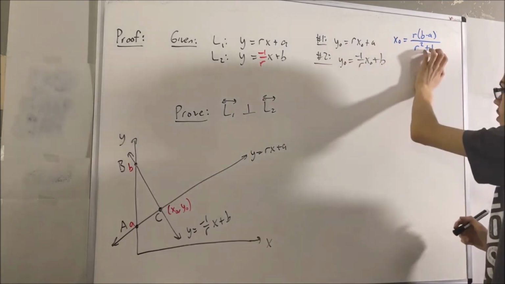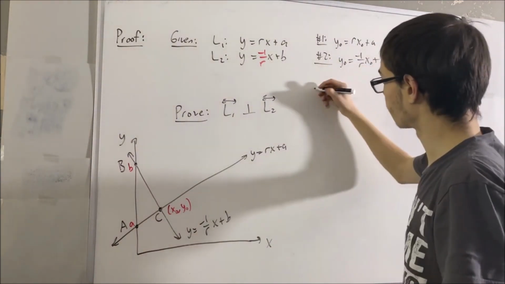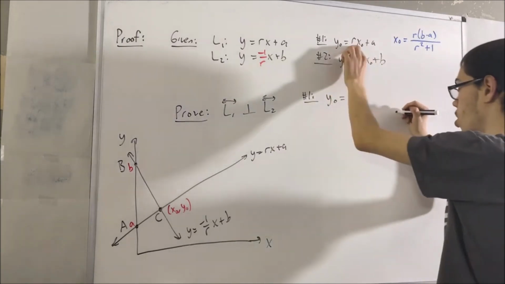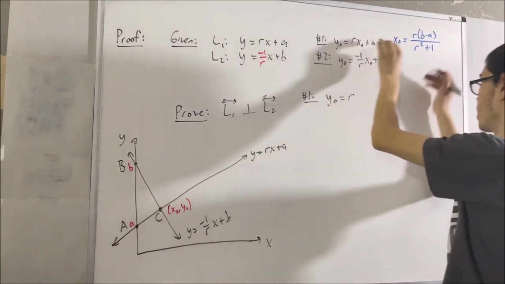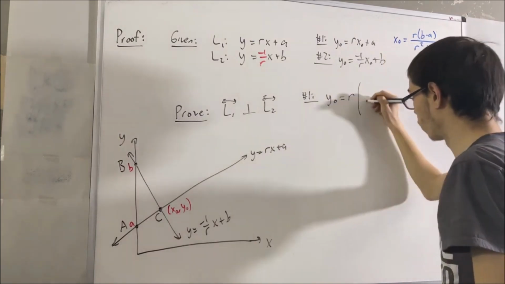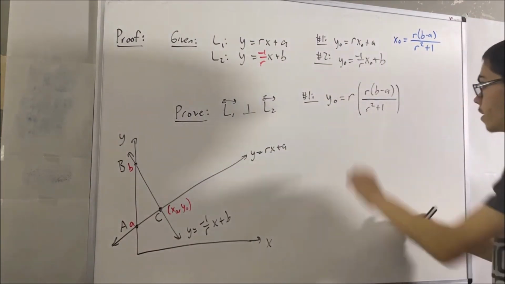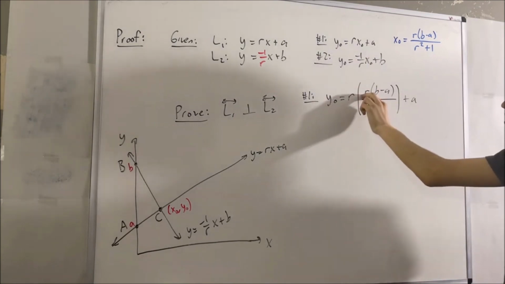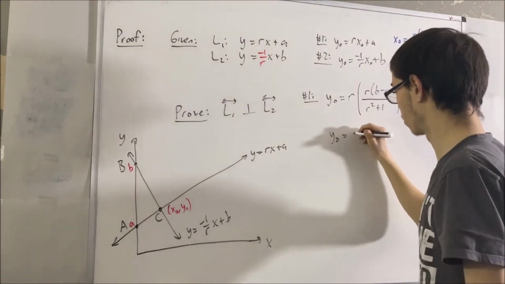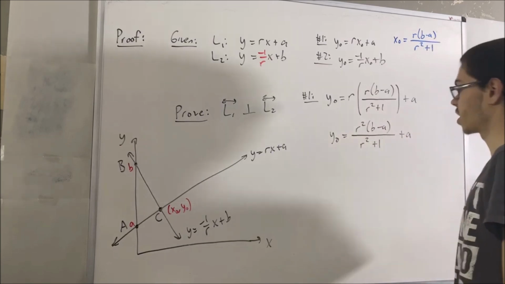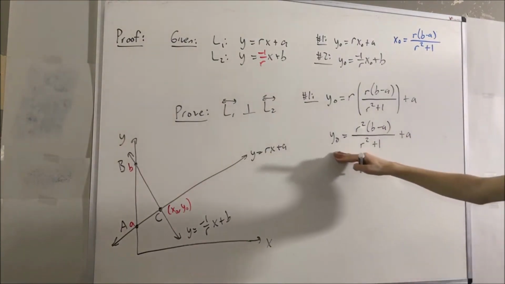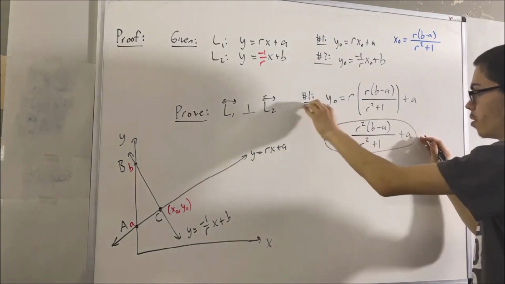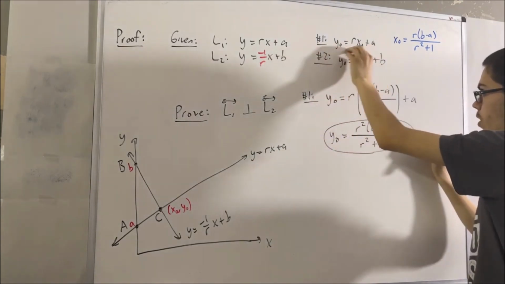If we were to substitute x naught into the first equation, that is equation number 1, we have y naught equals r times x naught, but x naught is equal to this, so I'm going to replace it with that. And then plus a. From here, we see that r times r is r squared, so we can rewrite it like that. Just like that. So this right here is y naught. But we determined this value by using equation number 1, right? We used equation number 1.